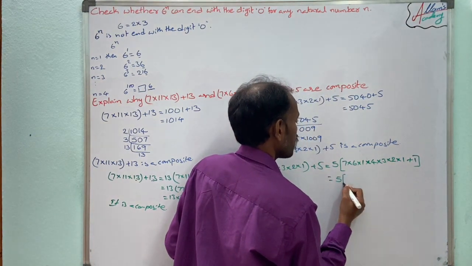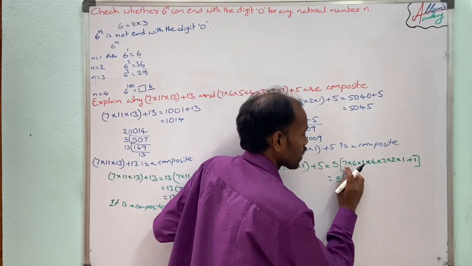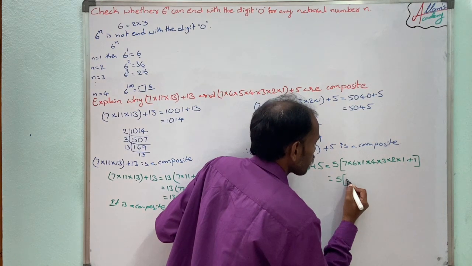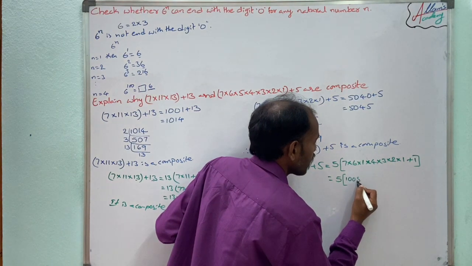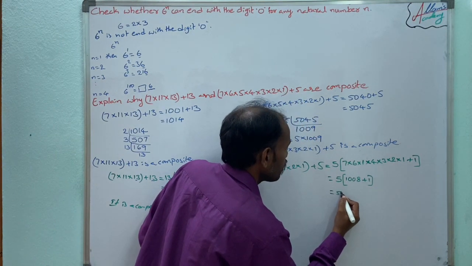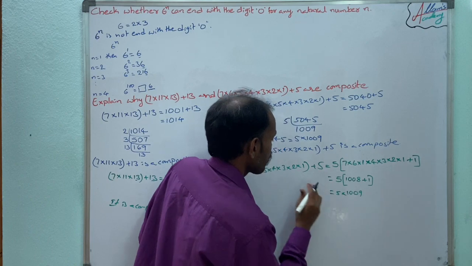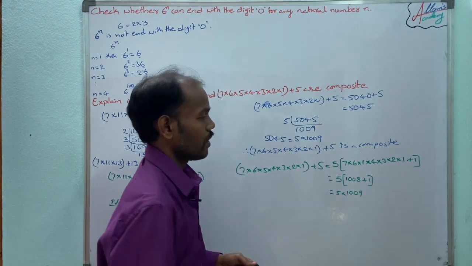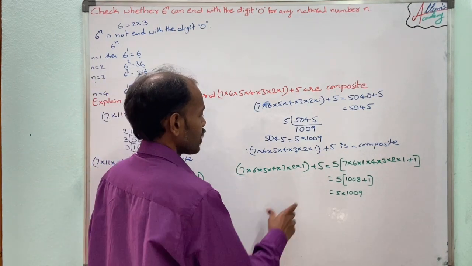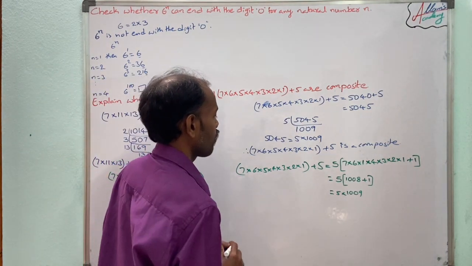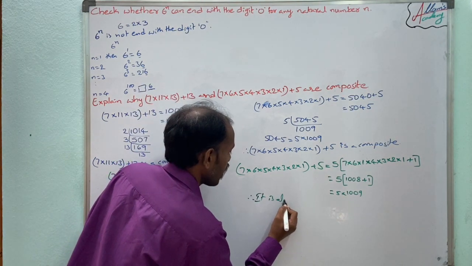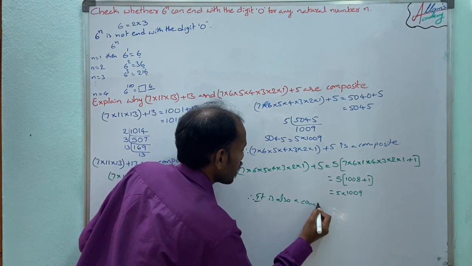So 5 into the product of 7 into 6 into 4 into 3 into 2, which is 1008, plus 1. 1008 plus 1 is equal to 1009. So the number is the product of 5 into 1009. Now this number has extra factors 5 and 1009. Therefore we can conclude that it is also a composite number.